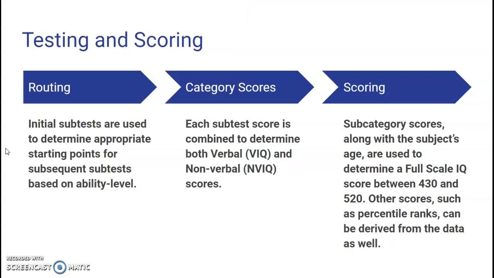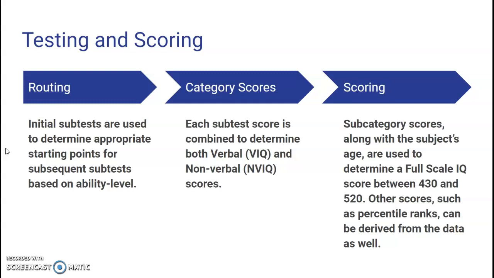So the test begins. Normally, for most folks, the test is going to take somewhere between 45 and 75 minutes. Initial subtests are going to be used to determine the starting points based on ability level. Essentially, it's going to determine where you start in the subtests by those first couple. They kind of place you, and then that determines the difficulty areas of the following subtests.